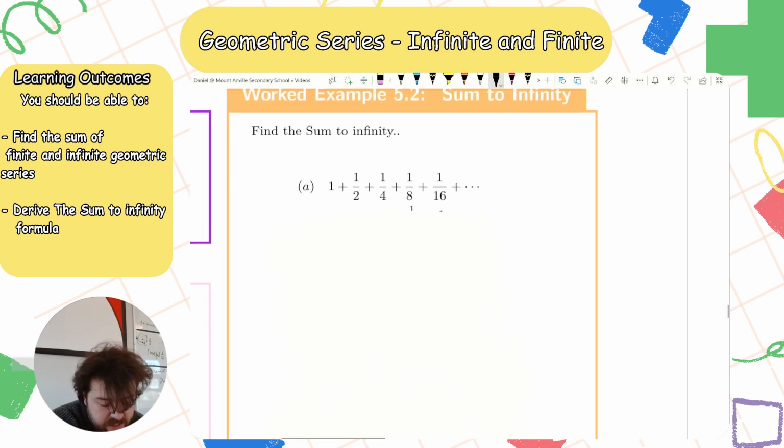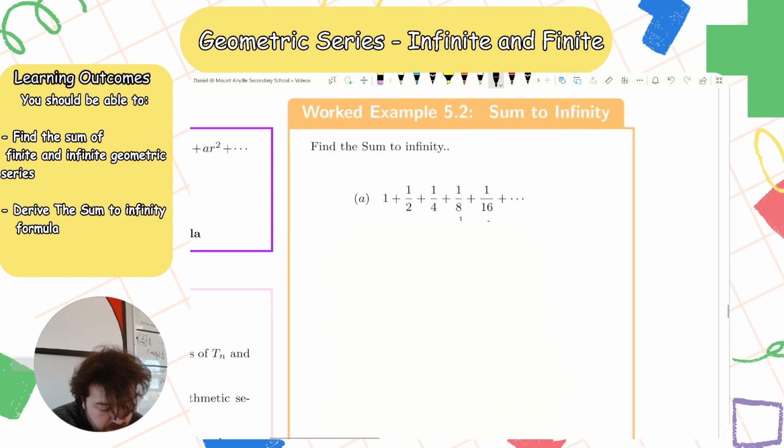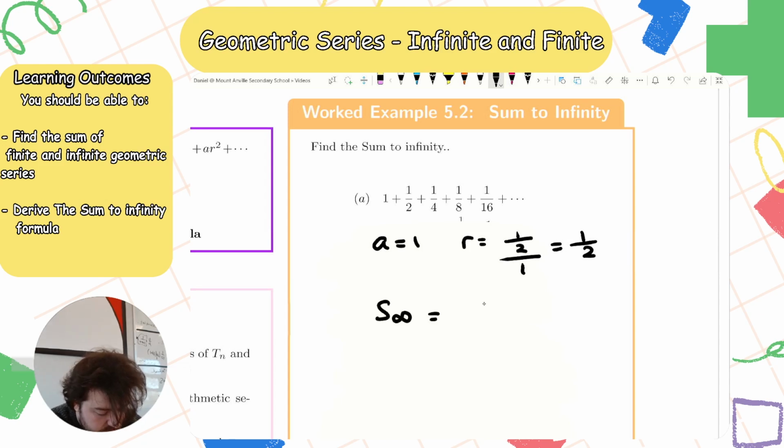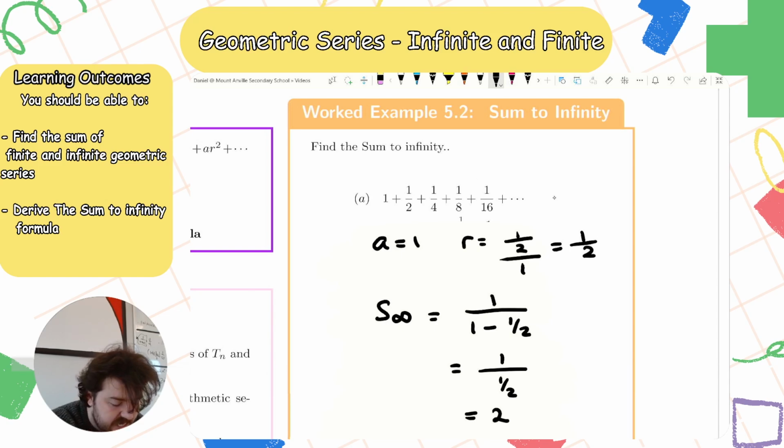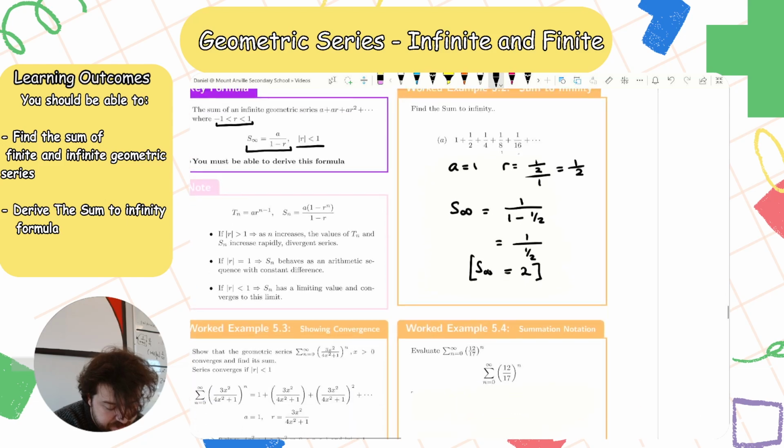And if it's less than 1, it has a limiting value and it converges to its limit. So let's find the sum of the infinite geometric series here. a is equal to 1. My common ratio is going to be a half divided by 1, which is a half. So my sum to infinity will just be 1 over 1 minus r, which is 1 over a half, which is equal to 2. So 1 plus a half plus a quarter plus an eighth plus a 16th, continuing on to infinity, the sum to infinity will converge to 2.